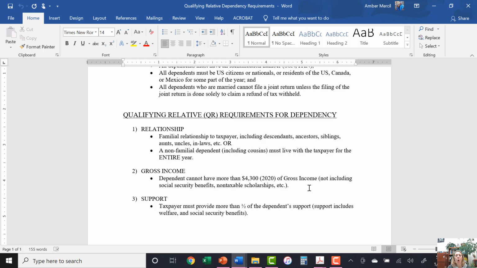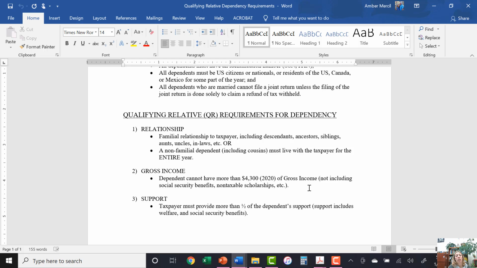So this one says the dependent cannot have more than $4,300 of gross income for 2020. This is before any deductions or anything like that. Gross income means all income coming in that's not excluded. So $4,300 is the number in 2020. It's probably going to go up in 2021. I'm assuming it'll probably go up a couple hundred dollars. So in 2020, if they have more than $4,300 worth of gross income, then they are not your qualifying relative. They fail it.